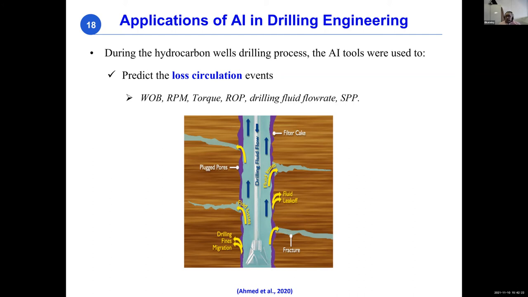The objective of the project was to continue and determine the best LCM pill that can be used. So based on the loss rate, we determine the width of the fracture. If we assume it's a fracture zone, we can determine the best pill that can be used to prevent this.